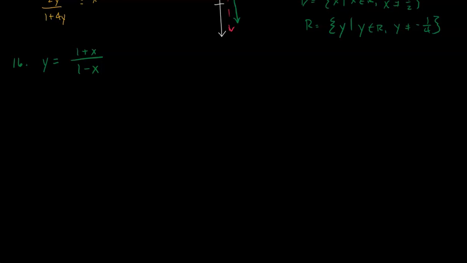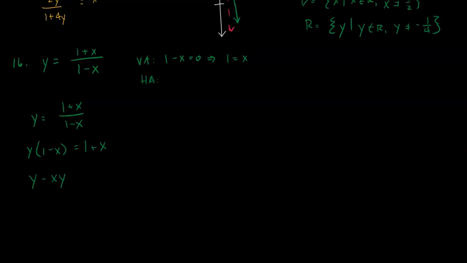1 minus x, vertical asymptote. 1 minus x equals 0. So therefore 1 equals x. Okay. Next, horizontal asymptote. Let's go ahead and solve it algebraically. y equals 1 plus x over 1 minus x. So y times 1 minus x equals 1 plus x. y minus xy equals 1 plus x.